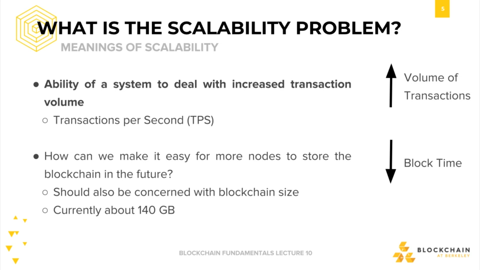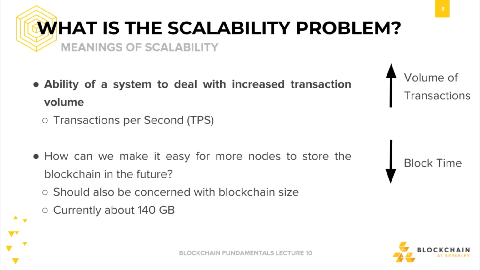So what is scalability? There are multiple definitions of scalability itself, but what we are most concerned with is the ability of a system to deal with increased transaction volume. This is measured in transactions per second, and it is kind of like the velocity of transactions. How do we increase transaction throughput? Well, there are two ways. One is you can increase the volume of transactions per block, or you can decrease the block time. And we'll talk about that in the next slide.